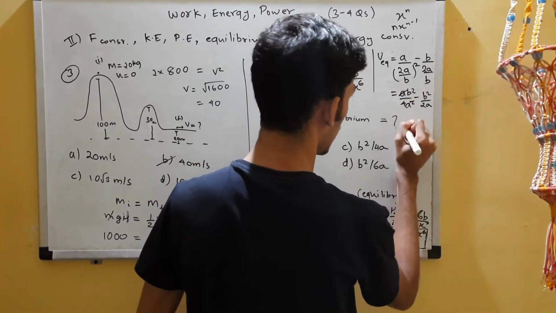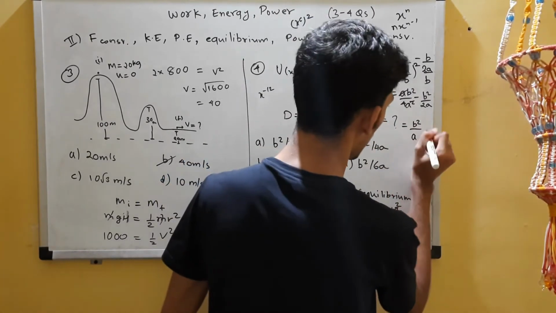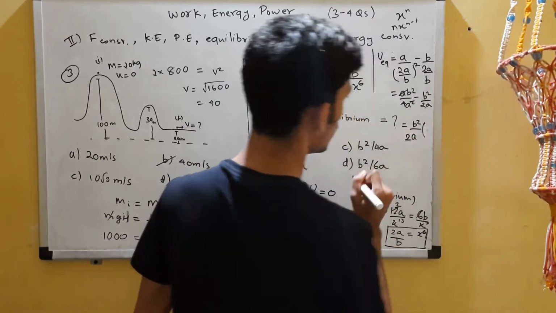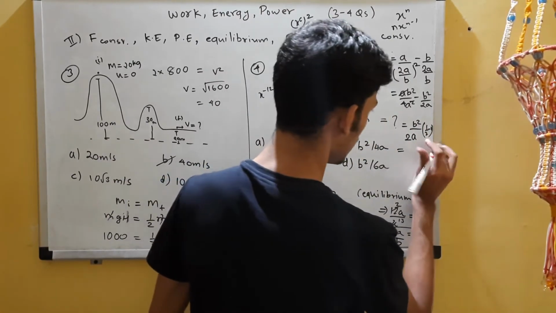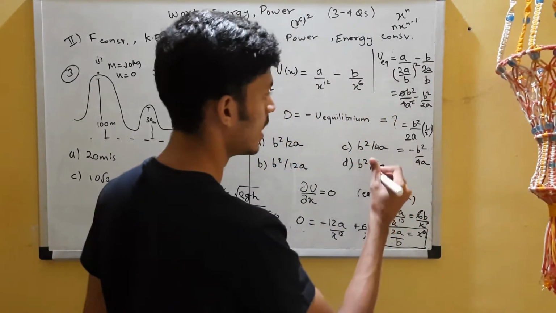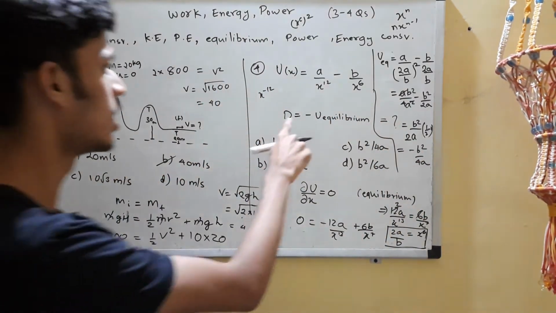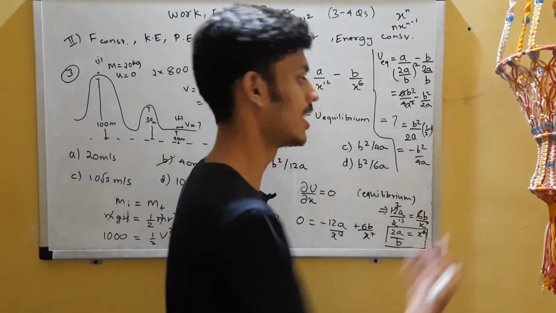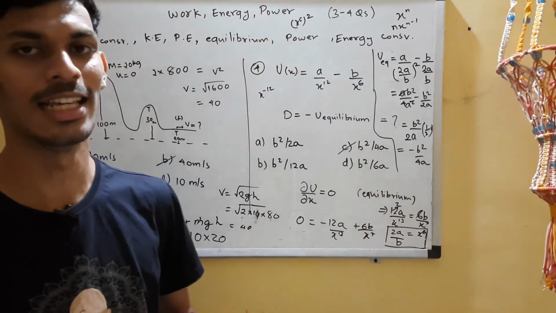This a and a will get cancelled and you'll have b square upon a, which I can take common, so 1/4 minus half, or I can take 2 common, so half minus 1. Just basic calculations, so minus half, so minus b square by 4a. So minus b square by 4a is the potential energy at equilibrium, but you are supposed to find d, which is the negative of the potential energy, which will be plus b square by 4a. So option C, plus b square by 4a, is the correct choice over here.